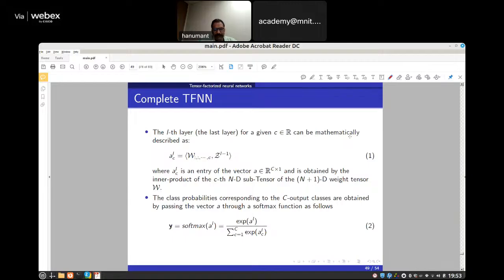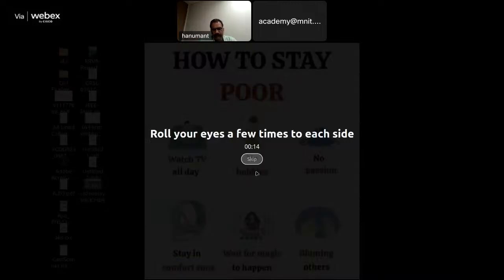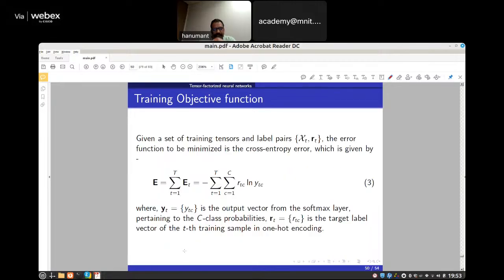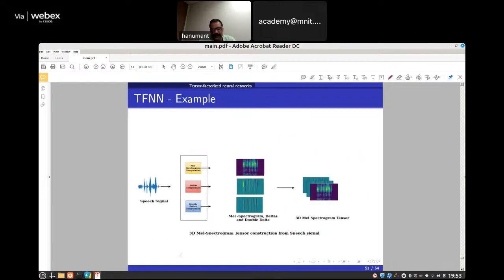So this is what we have to do. And the error criteria totally depends upon our application. It is analogously designed: you can use least square, or in case of classification, you can have cross entropy.